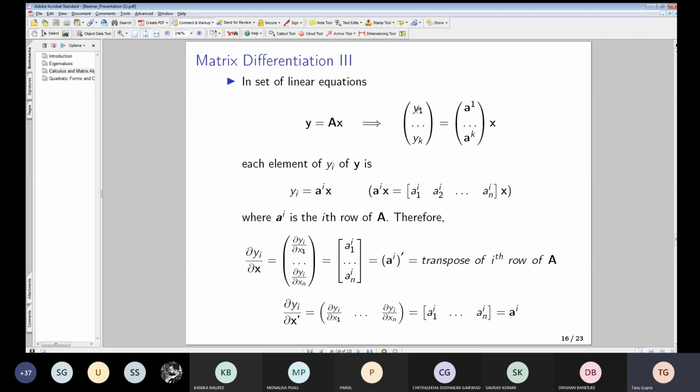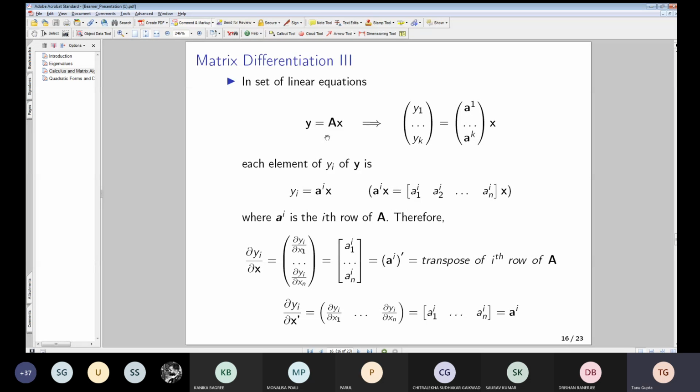So y is y1 up to yk, and suppose A is a k cross n matrix, and x is an n cross 1 vector, meaning x is a vector with n elements. Y has k elements and x has n elements. Then what will be the dimension of A? It will be a k cross n matrix.